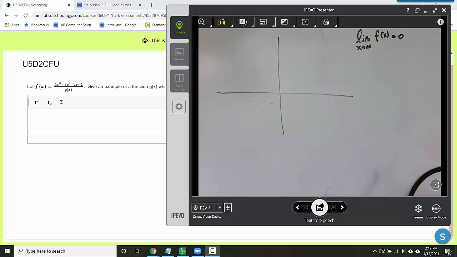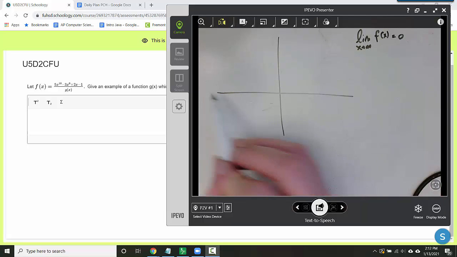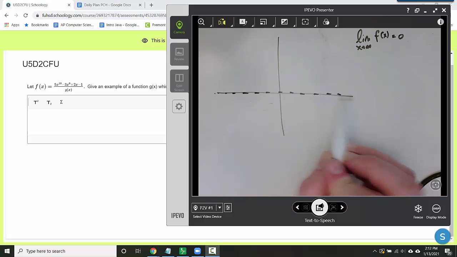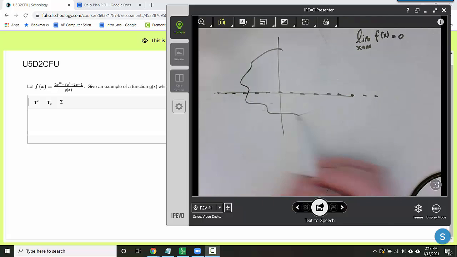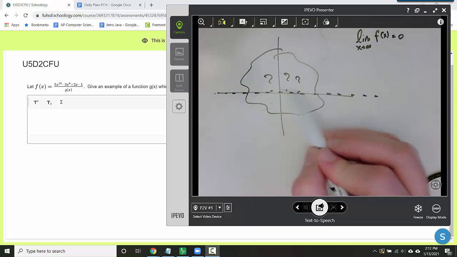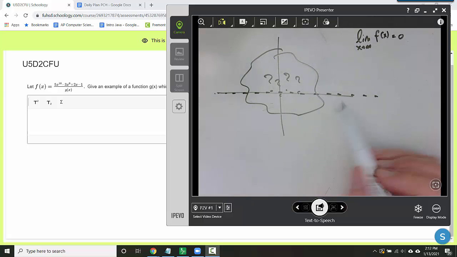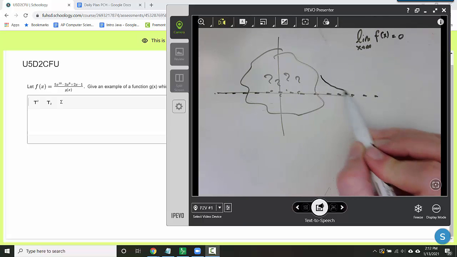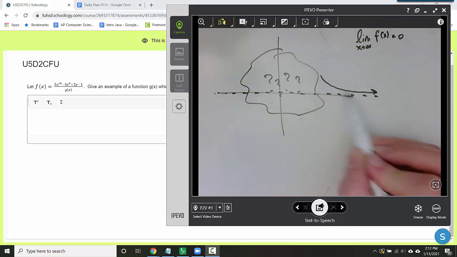So first, remember what that means. What we're saying here is that the y values, as x gets really big, are getting closer and closer to 0, which is just another way of saying there's a horizontal asymptote at 0. So we don't know what this function looks like in the middle, but we do know that as x gets bigger and bigger, the y values are approaching 0. And it doesn't have to be from the top. It could be from the bottom, or it could be oscillating, but the point is they're getting closer to 0.